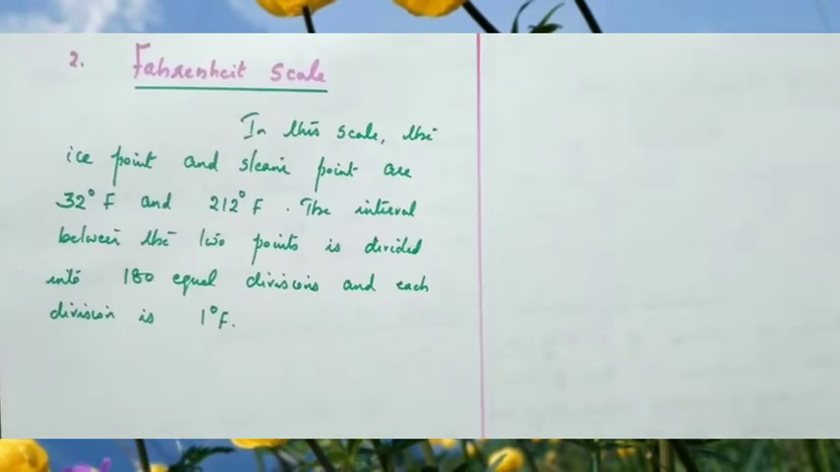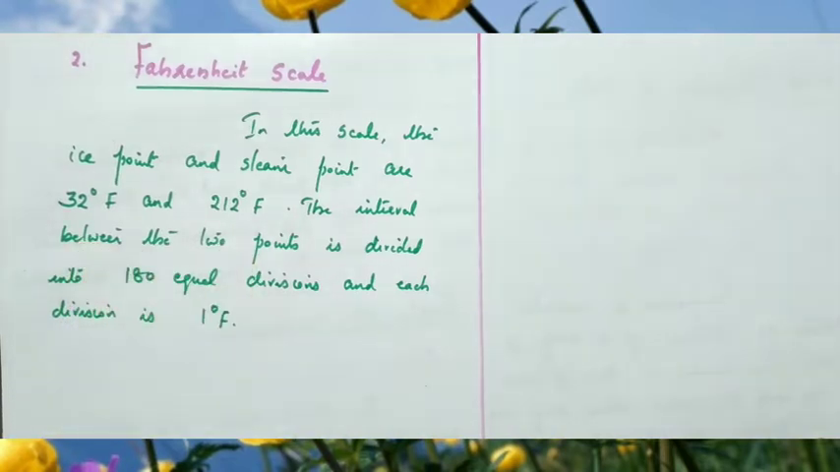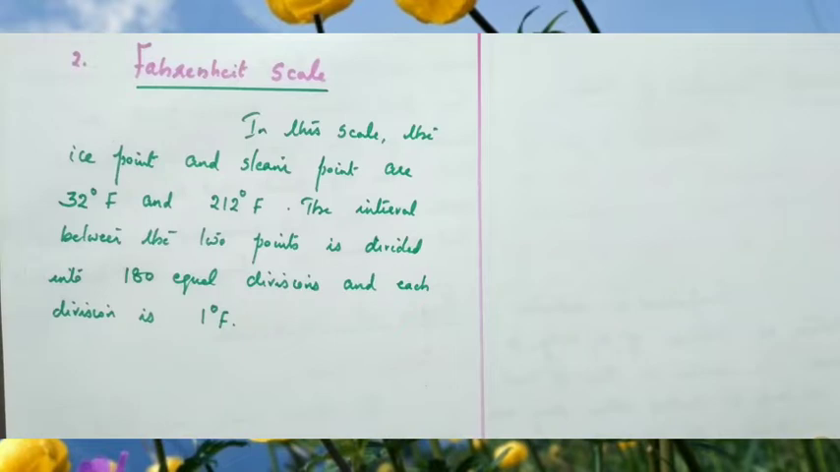Now the second scale is the Fahrenheit scale. In this scale, the ice point and steam point are 32 degrees Fahrenheit and 212 degrees Fahrenheit. The interval between the 2 points is divided into 180 equal divisions, and each division corresponds to 1 degree Fahrenheit. This scale was devised by Gabriel Fahrenheit in the year 1717.